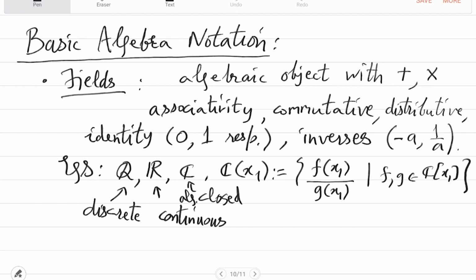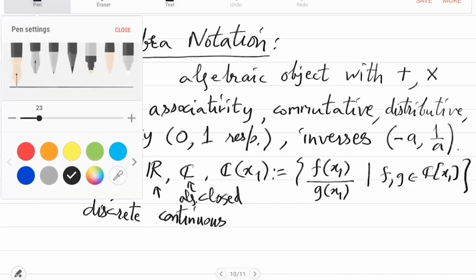The properties are important, so they should satisfy associativity. So they should be associative, commutative, distributive. There should be an identity, and there should be an inverse with respect to every element. So if all the properties are there, then it's a field. Like Q, R, C, or function fields. So this one is a function field.